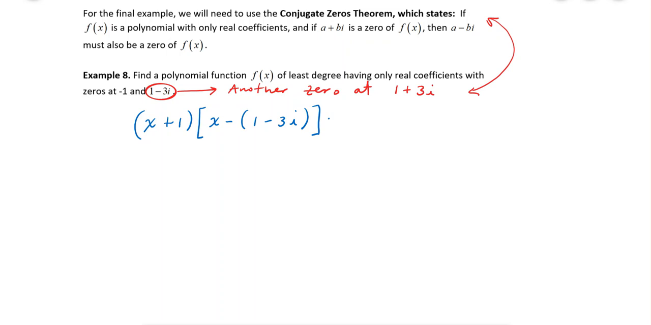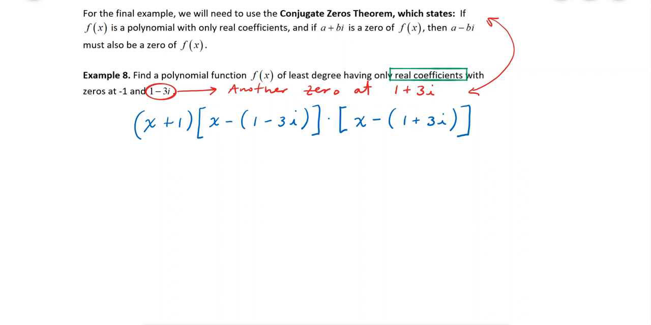And so we'll see that's true when we multiply this thing out in a minute. We'll see that the conjugates are going to cancel the imaginary parts and leave us with only real coefficients, as we're asked to have. So let's go ahead and write that last factor, x minus (1 plus 3i).